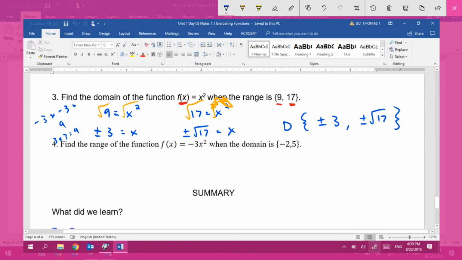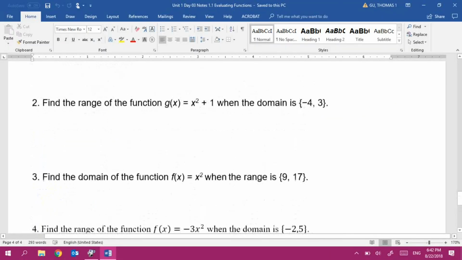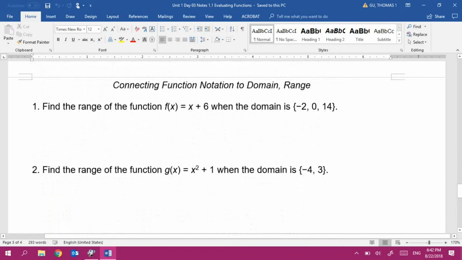So when they're asking for a domain, we're kind of working backwards. When they're asking for range, we're working it like we normally would, substituting the x. So that, my friends, is the end of the evaluating functions notes.